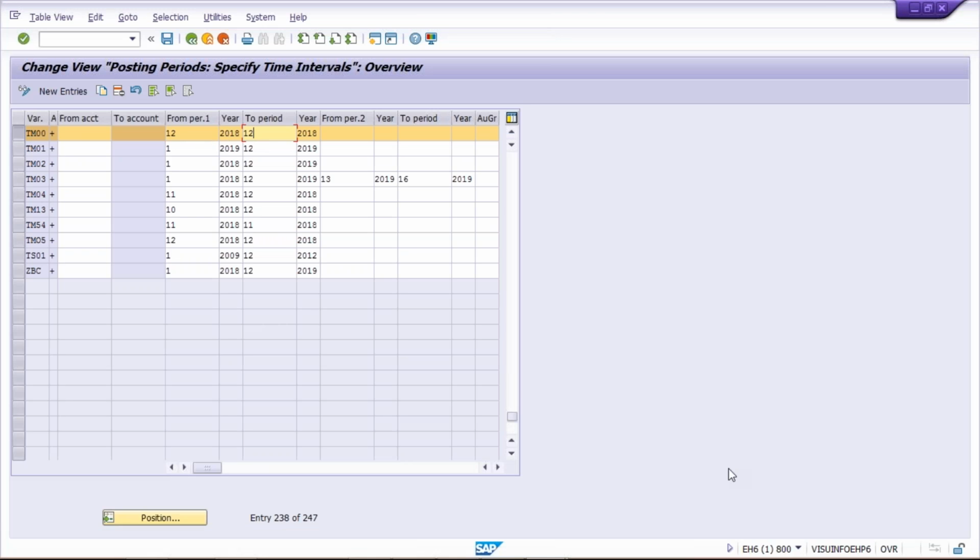Why can't we open a posting period directly against the company code itself? Instead of TM00, we create this posting period variant and assign it against the company code, and then open the posting period against this posting period variant. So instead of doing this, why can't we open the period directly against the company code itself? Why are we going to increase the steps?